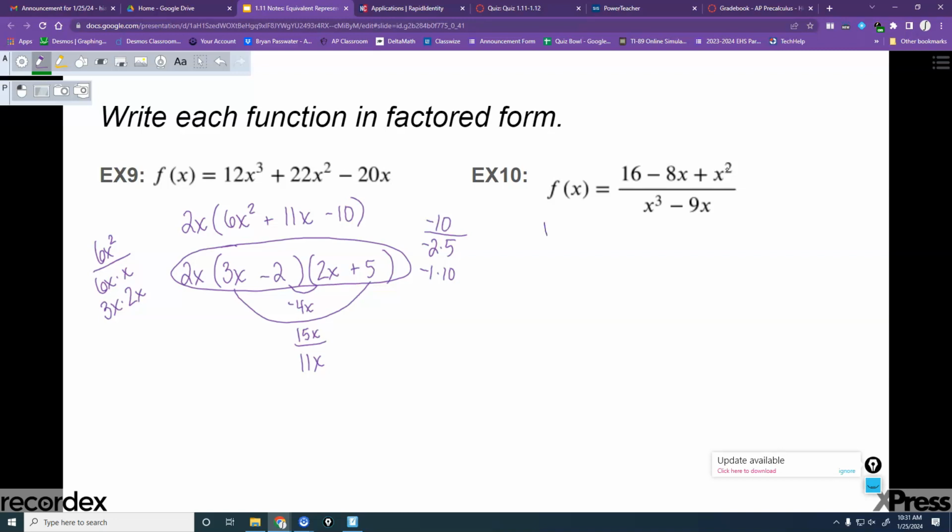For that, I've got 16 over here. I could use 4 and 4, or 2 and 8, or 1 and 16 for that. Or I could use the negatives, and I'm feeling like I'm probably going to need negatives because I got that negative 8 in the middle, right? So like negative 4 and negative 4, negative 2 and negative 8, negative 1 and negative 16. Right? And then over here, x squared, my last terms will be x for that. So in this case, negative 4 and negative 4 gives me negative 8, so I'd have negative 4 plus x, negative 4 plus x.